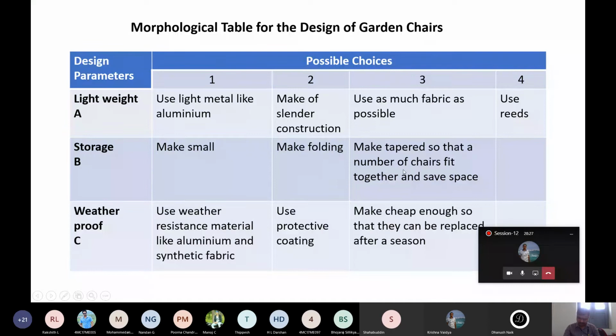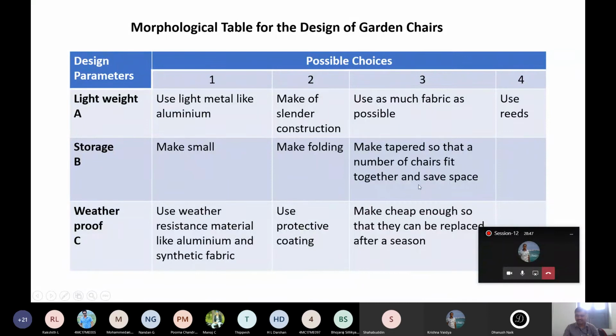Another possible way is to make it so that a number of chairs fit together and save space. Which is the example for this? Make it tapered so that a number of chairs fit together and save space.